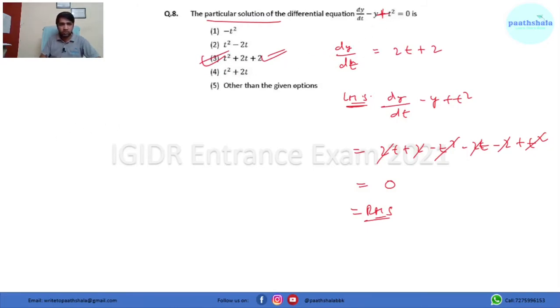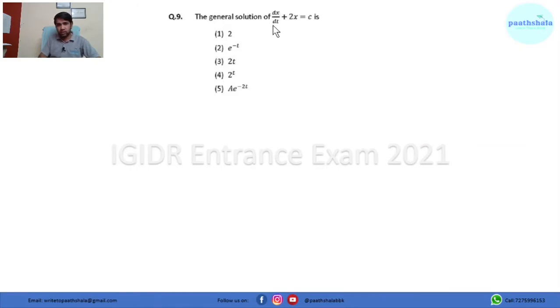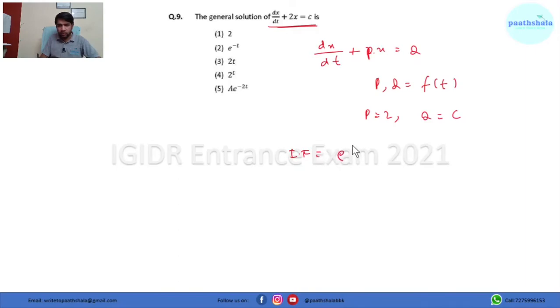Now let's move to the next question. In this case, it is basically asking to find out the general solution. So look at the equation. This equation is of this form: dx by dt plus px equals q, where p and q are both functions of t. So here p is 2 and q is c, some constant. So first we'll find the integrating factor, that will be e to the power integral of 2, because here it is p dt. Okay, so this will come out to be 2t.